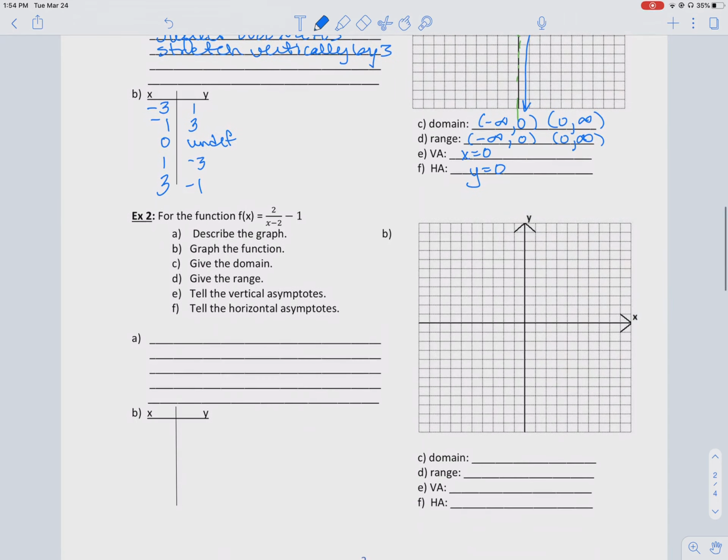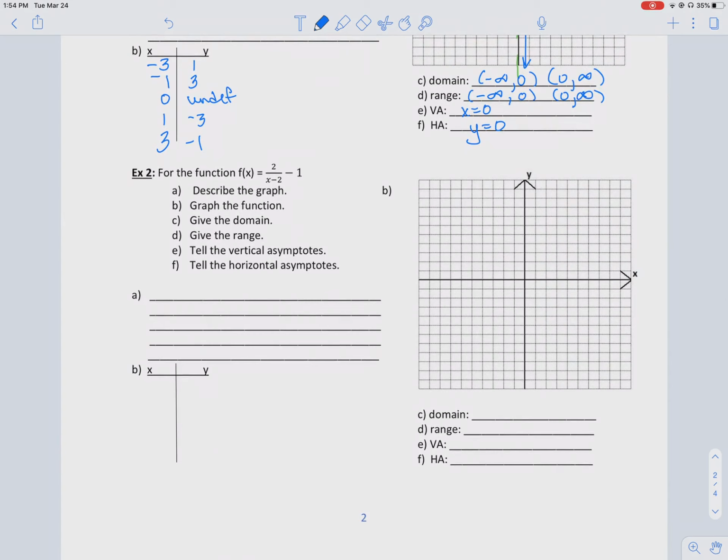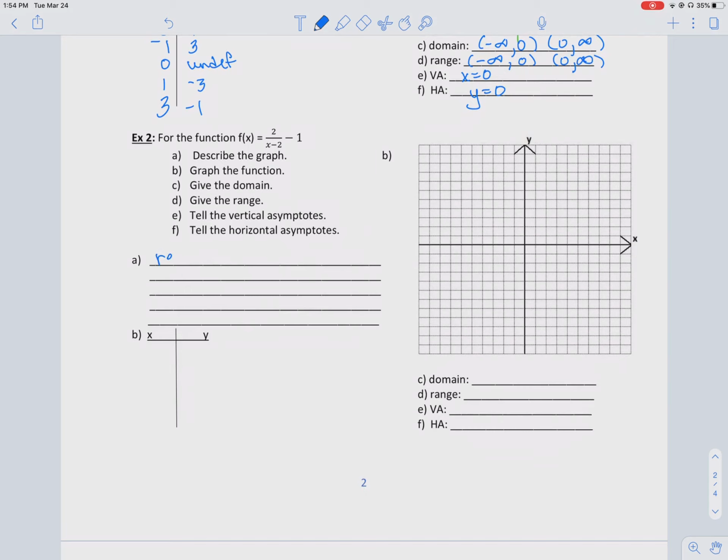All right, now let's look at this one. Again, look at the bottom. Does it have a square in it? No, it doesn't. So it's going to still be that reciprocal function. Still going to be reciprocal. Okay, but this time, notice what I have on the outside. I'm going to move it down 1, just like if I had x squared minus 1, right? I would move it down.